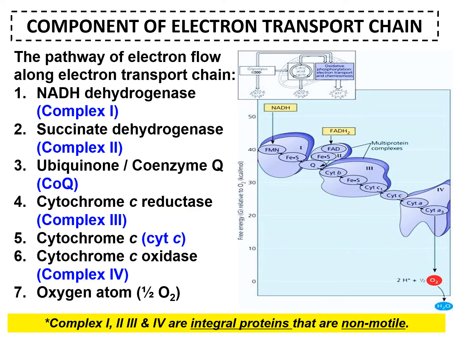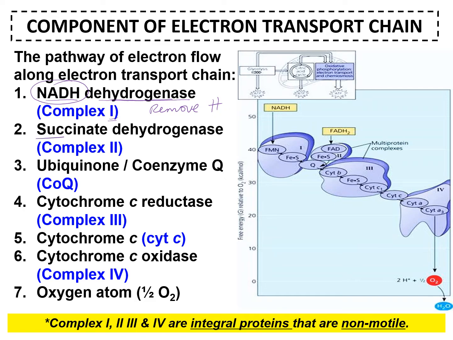Let's look at the next slide. Okay, the components involve seven substances. The first complex is complex 1, NADH dehydrogenase. Complex 1 is an enzyme named NADH dehydrogenase. From the name itself, we know that the substrate is the NADH. And what does it do? It dehydrogenates. It removes hydrogen from the NADH.